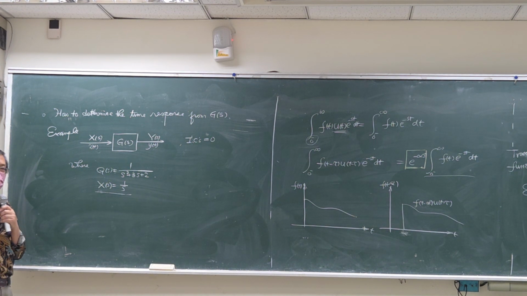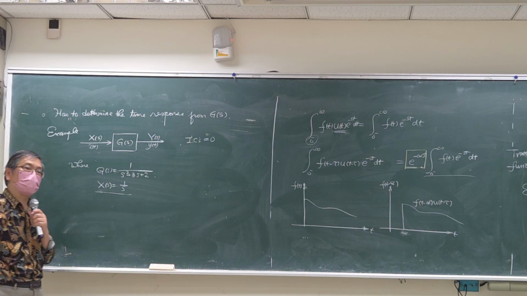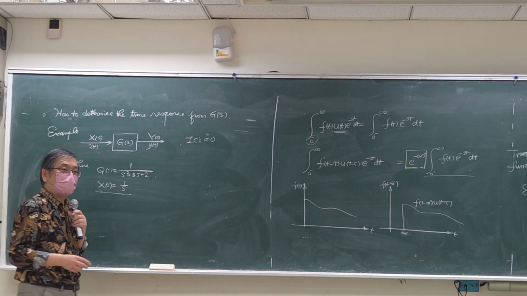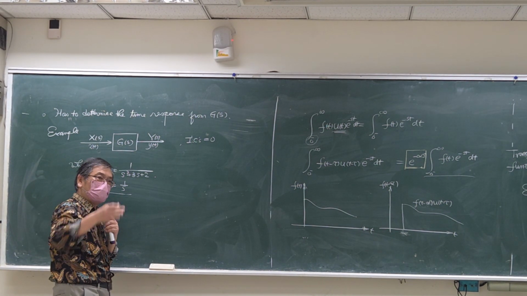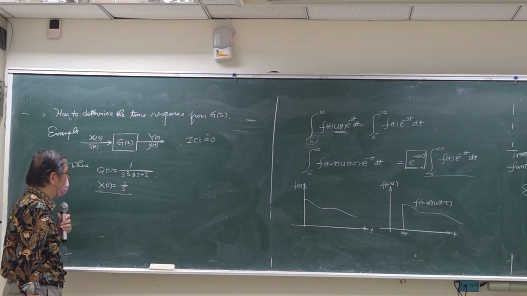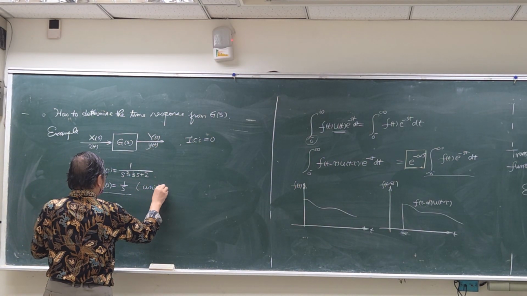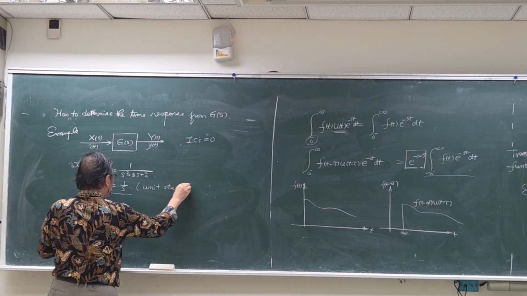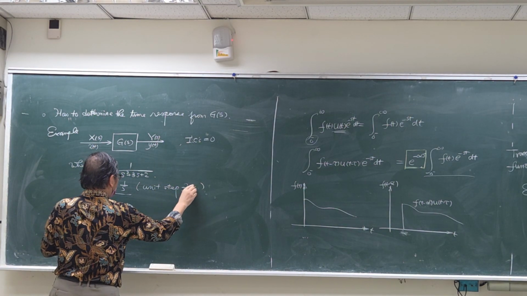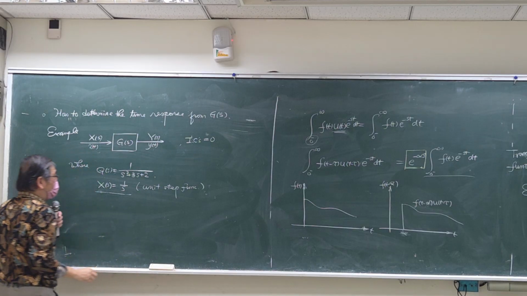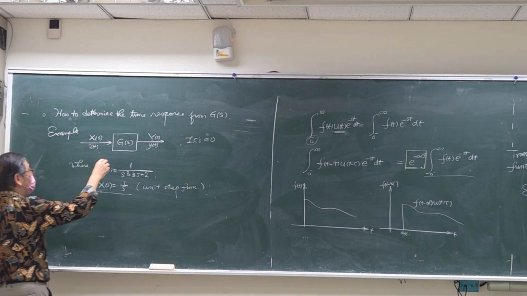Unit step. Unit step function. Yes, that's great, but we have a name for that. We call that unit step in automatic control, or in signals and systems. Unit step, u(t), right. So this is the unit step function. Okay? So what is y(t)?